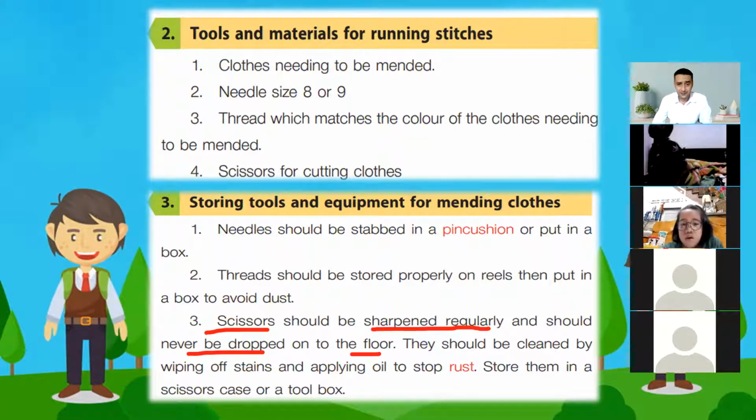And number 3 here, they should be cleaned by wiping off stains and applying oil to stop rust. So we are going to clean the scissors often and apply oil with that, so they will not rust. Okay, not rusty. And store them in a scissor case or a toolbox. So normally all of the scissors have a storing case where we can put them, so they will be safe.